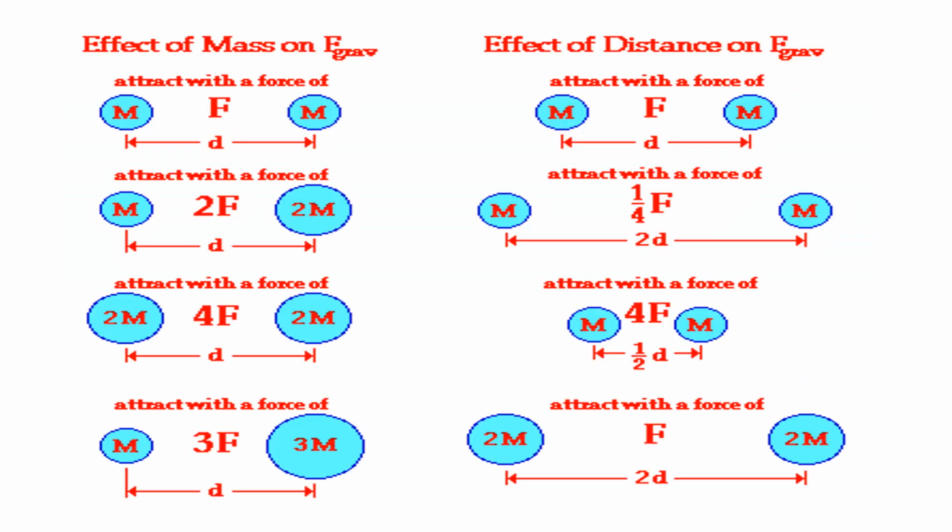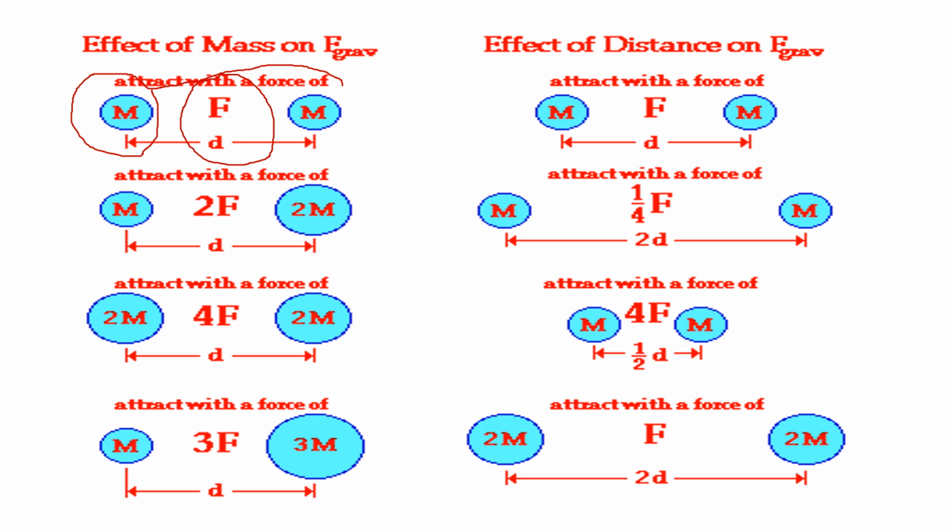Now this slide is to summarize the effect of mass and the effect of distance on the force of gravity. You can see we are considering the original force as F, which is existing between these two objects, M and M. The moment you increase one of the masses, making it double, the overall force becomes double. If you increase both masses 2 times, the overall force increases by 4 times. If you increase one of the masses 3 times, the overall force increases 3 times. So this is basically a linear variation.